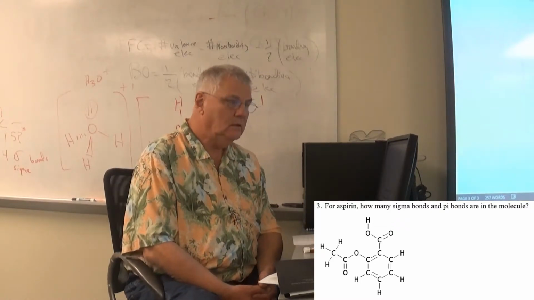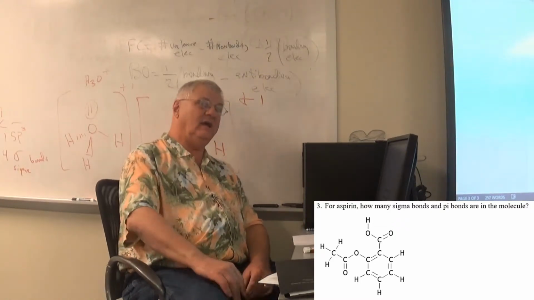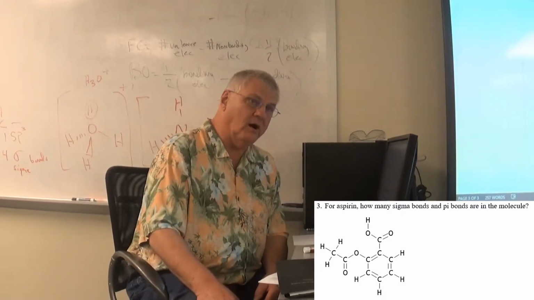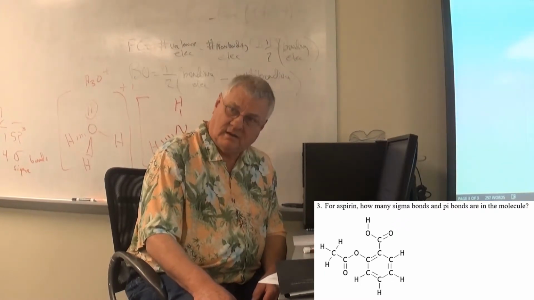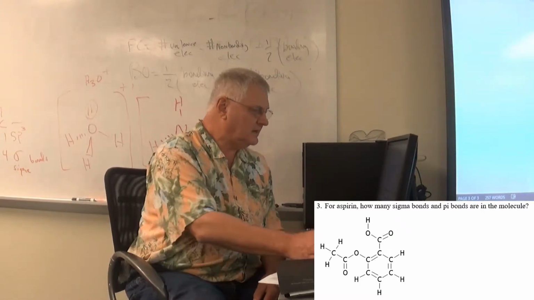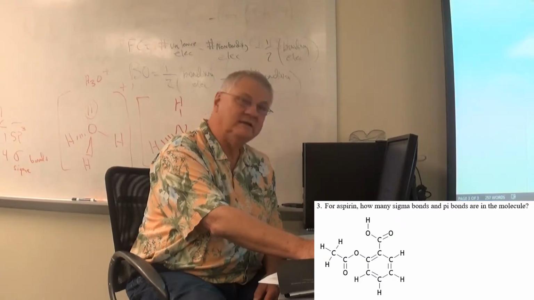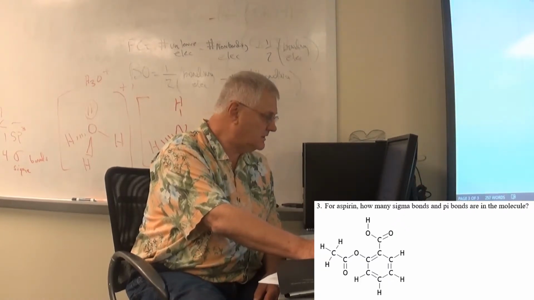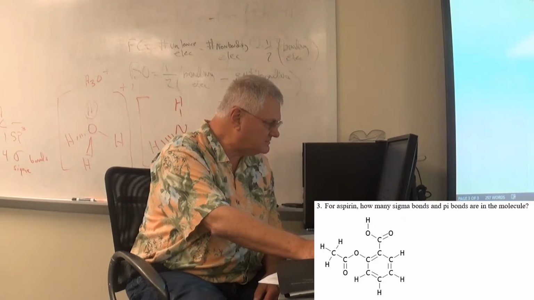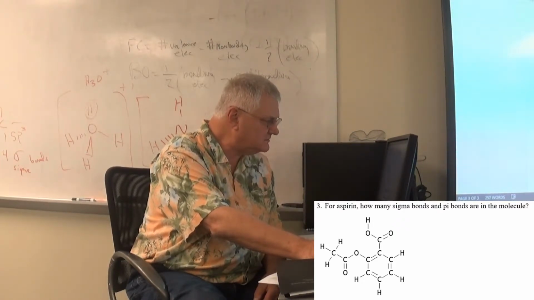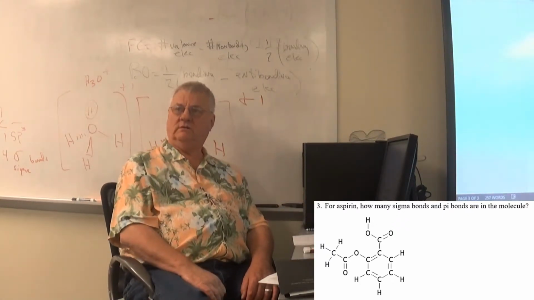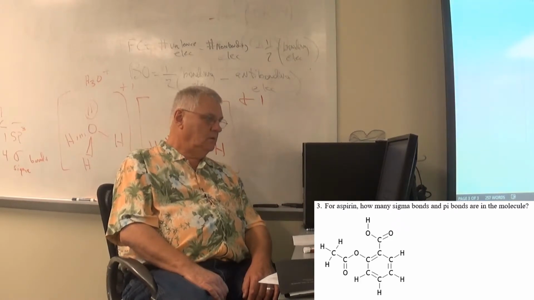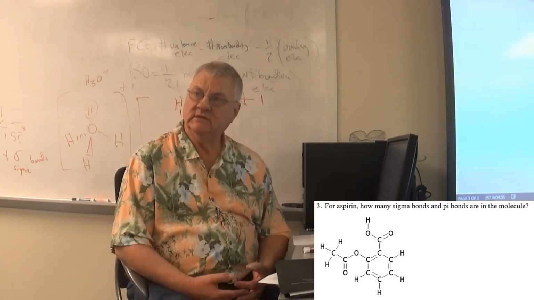For the sigma bonds, you have to count all the bonds, the single bonds and the other one from each double bond, because a double bond has both a pi bond and a sigma bond. So you count 1, 2, 3, up to 21. There are 21 sigma bonds and 5 pi bonds. Does everybody see that?